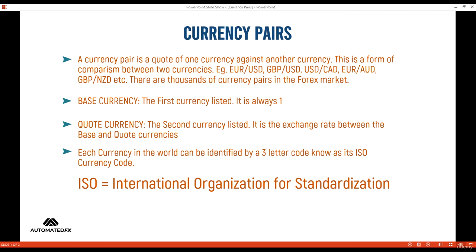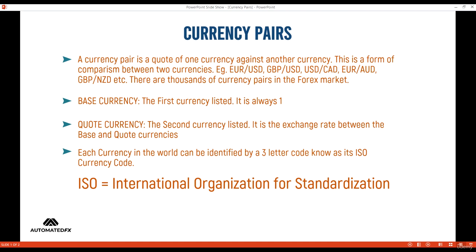In the Forex market, we don't just trade one currency. We don't just buy one currency or sell one currency randomly like that. What we do is we compare two currencies. So if we are buying a dollar, we will have to buy dollar against another currency. So we have different currency pairs.